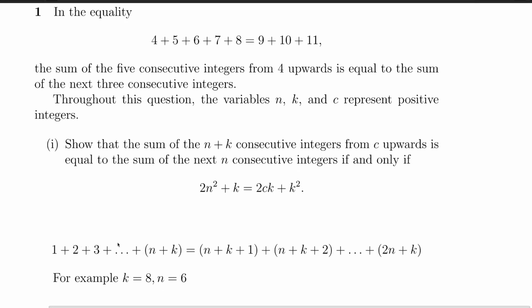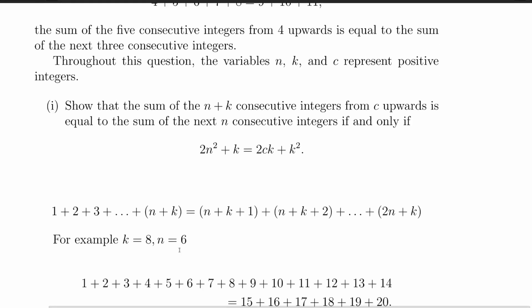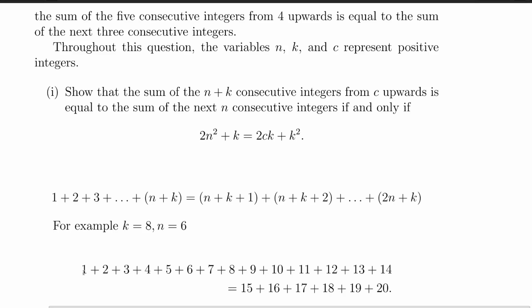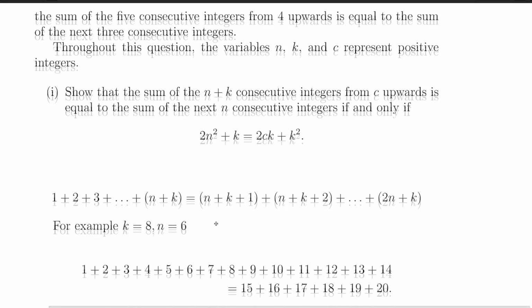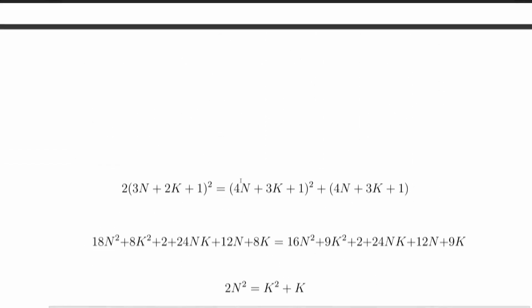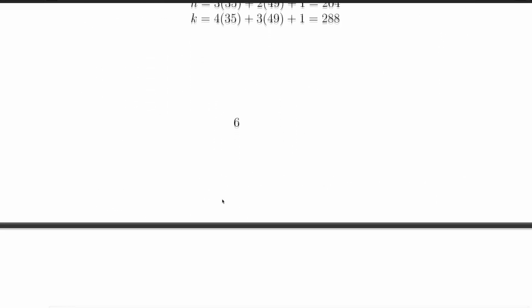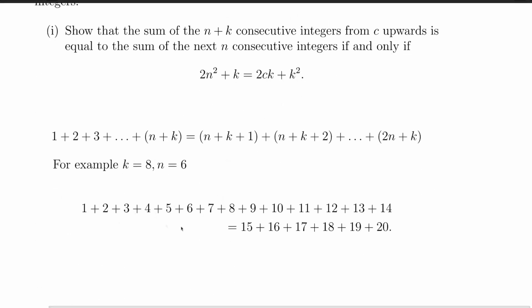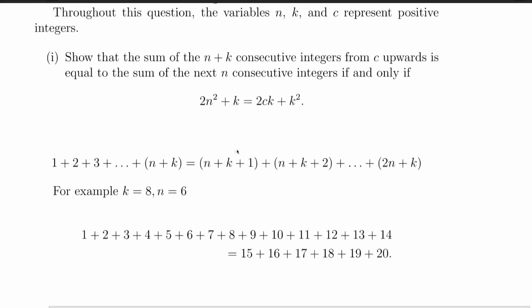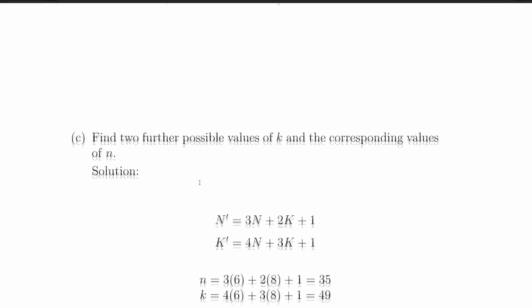So we have 1 plus 2 plus 3 up until n plus k, and that's equal to the next n consecutive integers. So something like this, right? So for example, k is equal to 8 and n is equal to 6, you get something like this, which is kind of cool. But the question is basically giving us a formula for finding new values of n and k that satisfy this property.